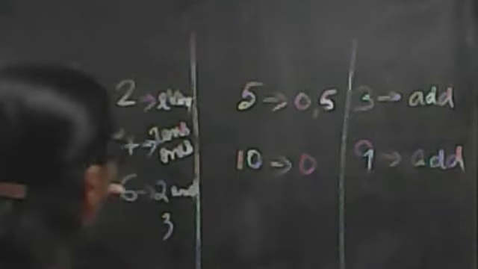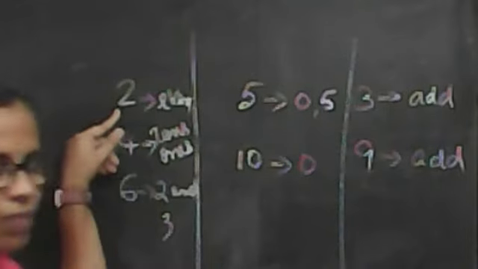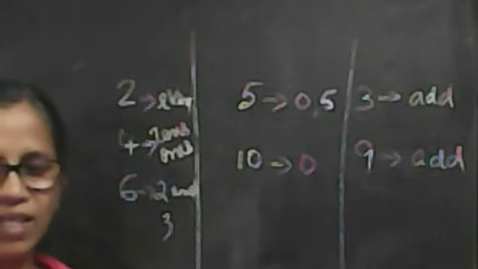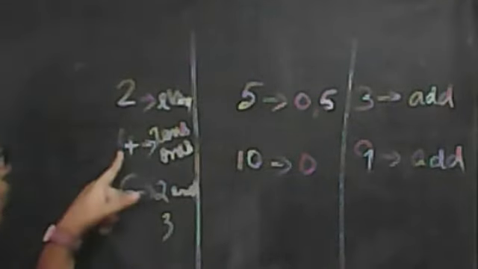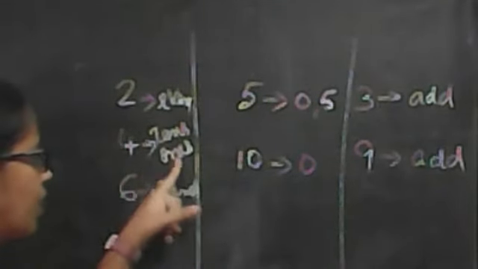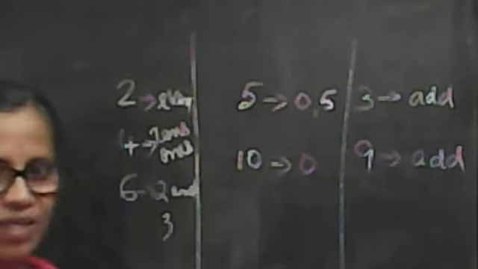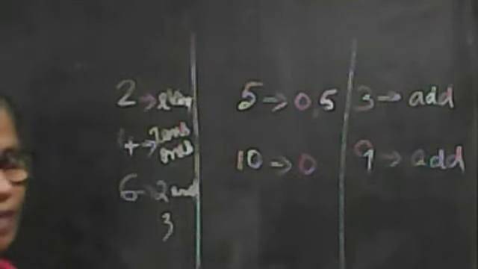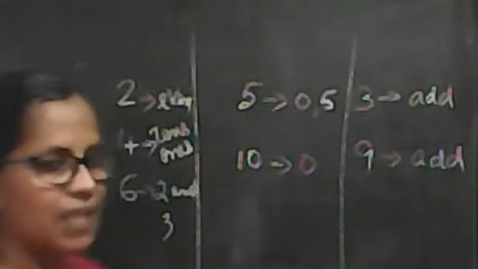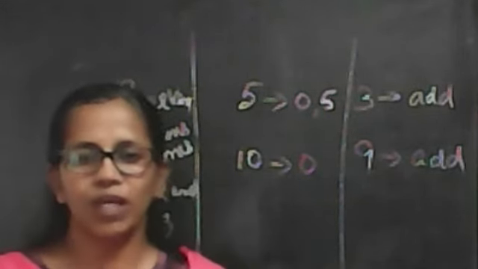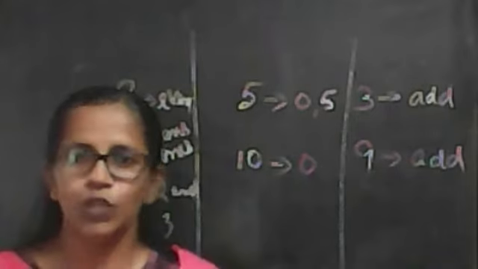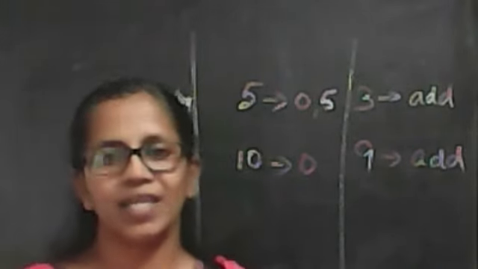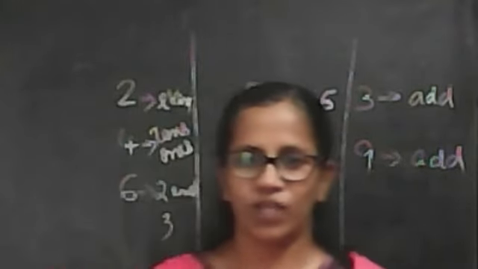Then 2, 4 and 6. To be divisible by 2, the ending number should be 0, 2, 4, 6 or 8. To be divisible by 4, the tens place and ones place together you have to consider. If that number is divisible by 4, then the given number also will be divisible by 4. Divisibility by 6 says you have to check whether the given number is divisible by 2 and 3. If both conditions are fulfilled, it will be divisible by 6.